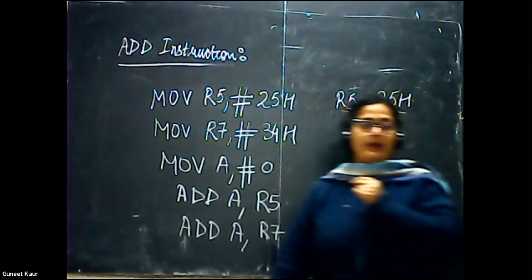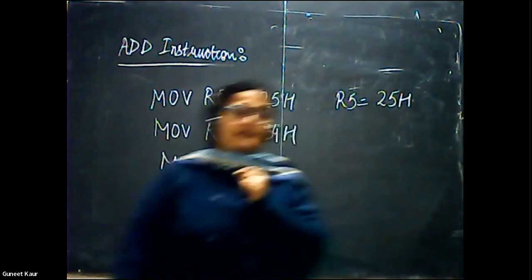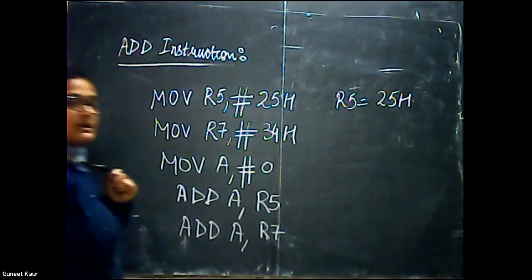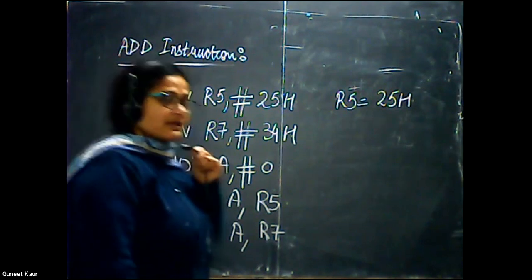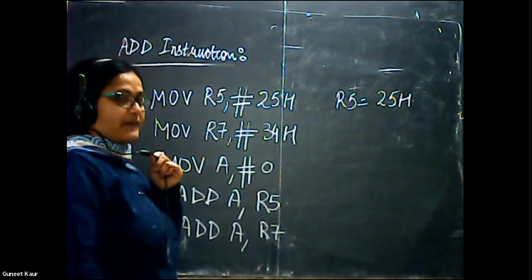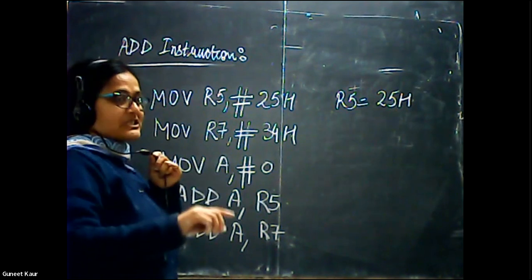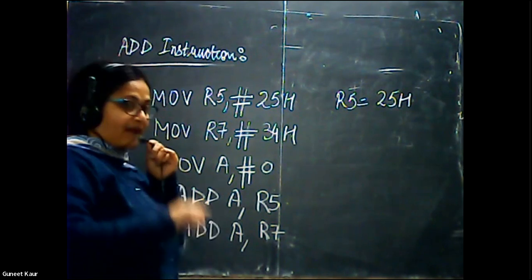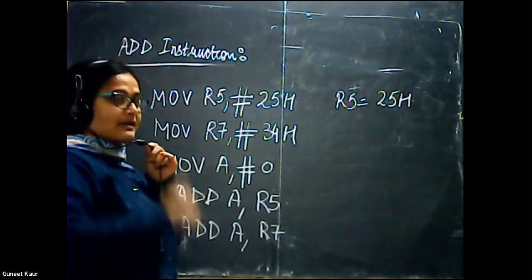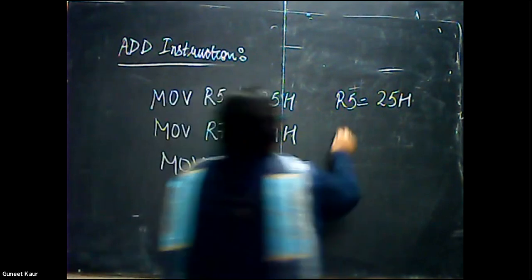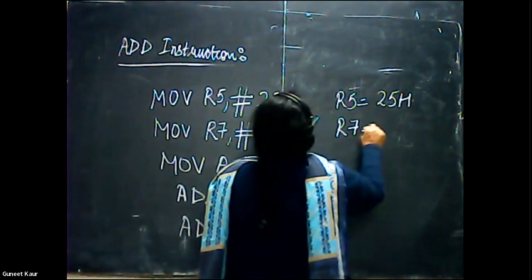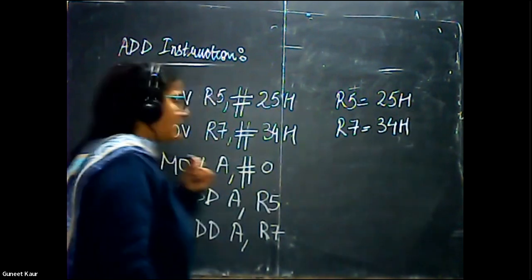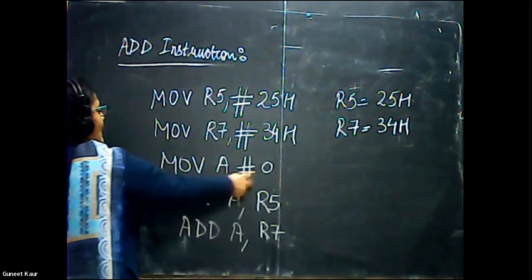Now come on to the second instruction, MOV R7, #34H. After the execution of this instruction, the 34H data will be copied directly into the R7 register, and R7 will contain 34H. So I will update R7 as 34H. Now MOV A, #0.